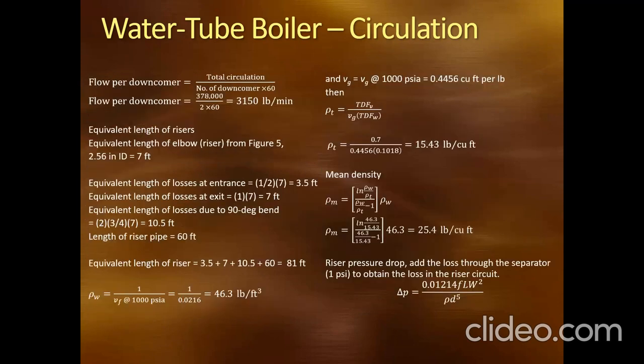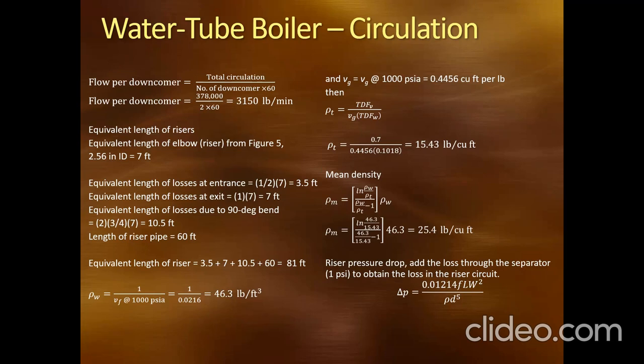The equivalent length of losses at the entrance is 1/2 of the elbow, so 1/2 of 7 is 3.5 feet. The equivalent length of losses at the exit is 1 times 7, which is 7 feet. The equivalent length of losses due to the 90 degree bends is 3/2 of the equivalent elbow, 3/2 times 7, and there are two of them, so 10.5 feet. The length of the riser is 60 feet. Now, the equivalent length of the riser: add them, 3.5 plus 7 plus 10.5 plus 60 is equal to 81 feet. Save that.